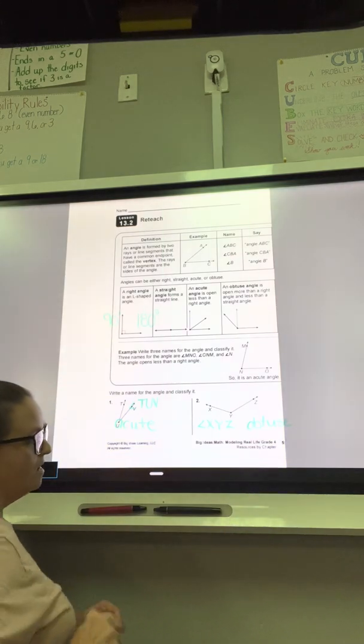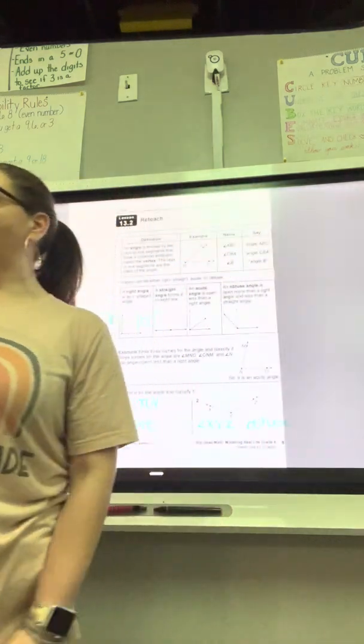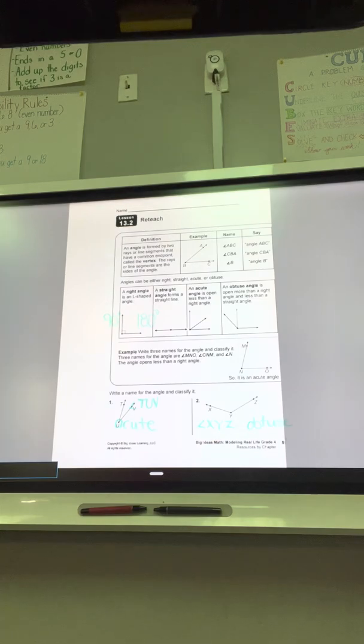All right. So today, we are going to be practicing points, lines, line segments, and rays. We will also be practicing angles: obtuse, acute, right, and straight angles.